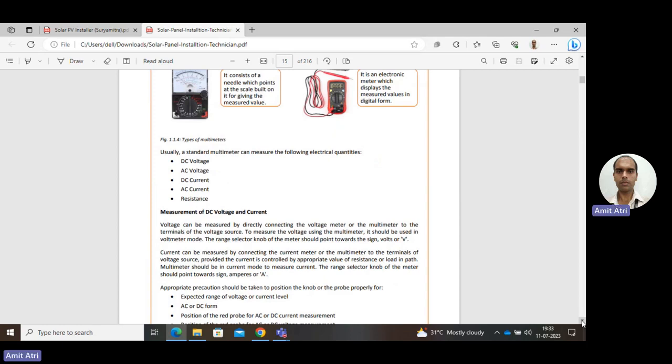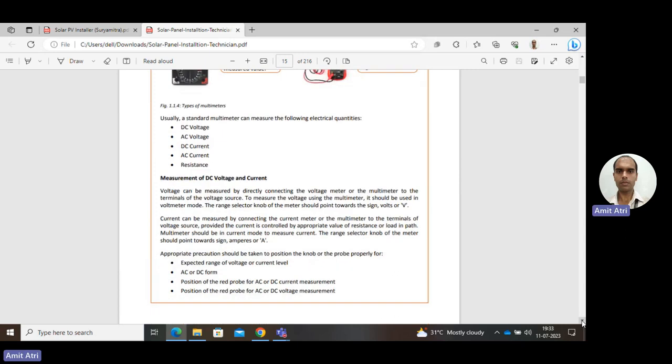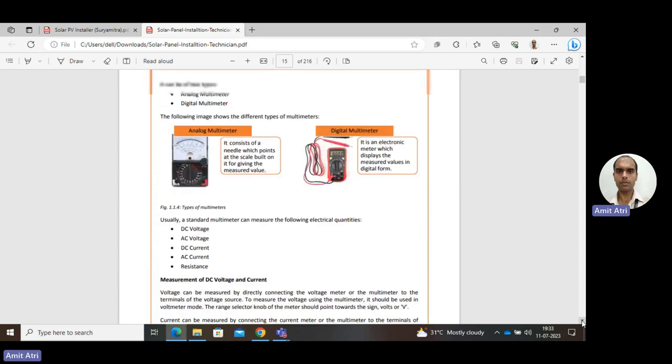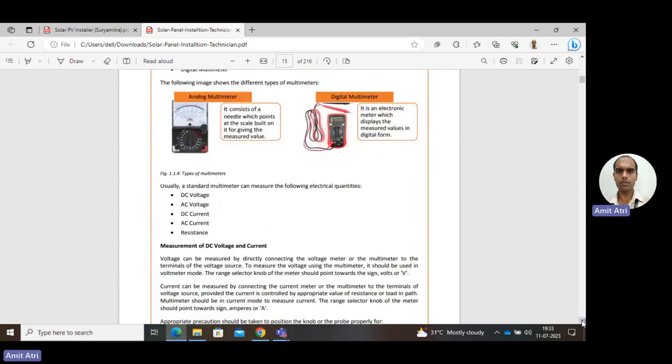Okay, next, different types of quantities: AC voltage, DC voltage, AC current, DC current, resistance. All of these quantities can be measured by using a multimeter. So how do we measure it? Check the connecting probes or wires, black and red colored wires. We have to put them on the terminals where we want to measure the quantity.